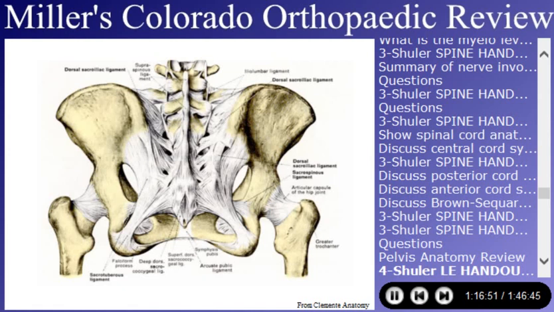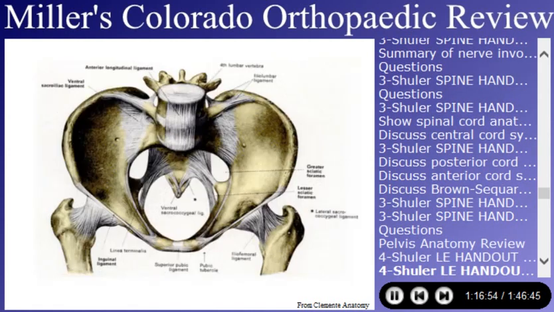Here it also shows the ligaments. Sacrospinous, sacrotuberous. Don't forget to disrupt the sacrospinous and sacrotuberous ligaments. You have to have greater than 2.5 of disruption on the anterior pelvis. 2.5 centimeters.